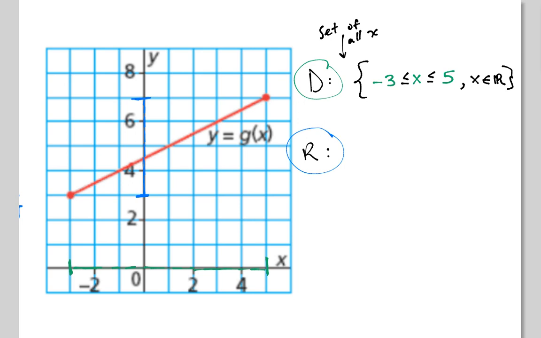Okay, so when you do the range, you're thinking bottom to top. So put the bottom first because it's smaller. 3 to 7. And then what goes in between? Very nice. And which way does the arrow point?